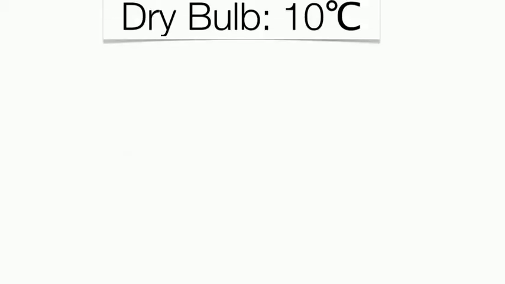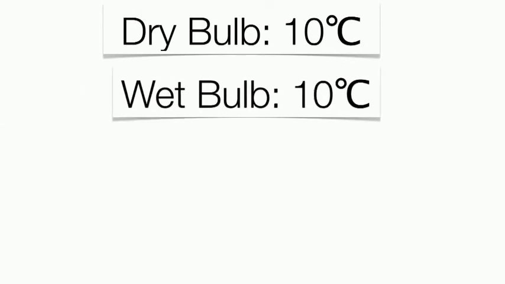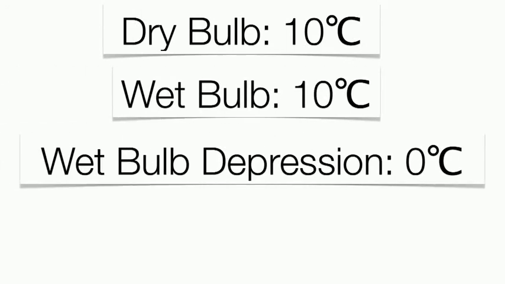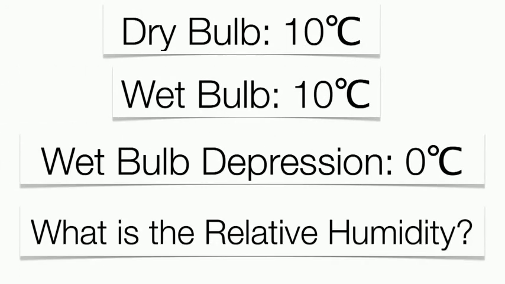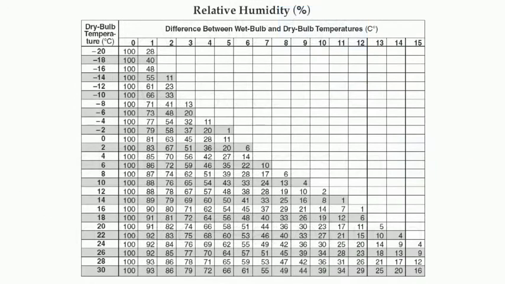Second example, dry bulb of 10, wet bulb of 10. You're going to subtract them, you get a difference of 0. What's your humidity in this case? You're going to use your dry bulb and your difference in order to find your humidity. So you find 10 as a dry bulb, 0 as a difference, follow 10 across, follow 0 down, you have 100% humidity. You have a glass of water that's filled up 100% of the way.